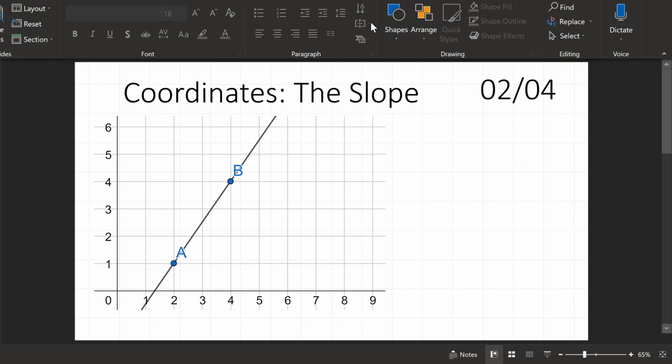Today is the 2nd of April, and today we're going to be talking about the slope of a line. So, what do we mean by slope? Well, you've all heard the term, you know what a slope is, someone's going up a slope, someone's going down a slope. But what do we mean about it mathematically?